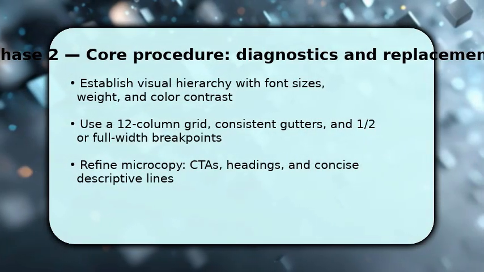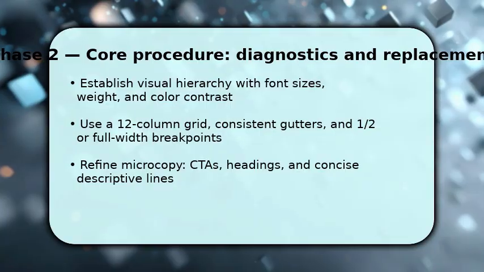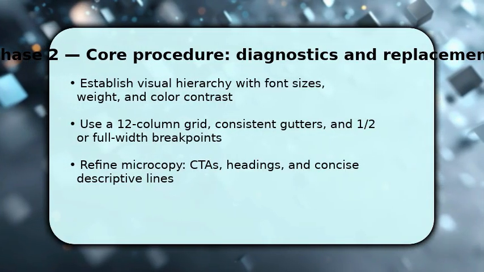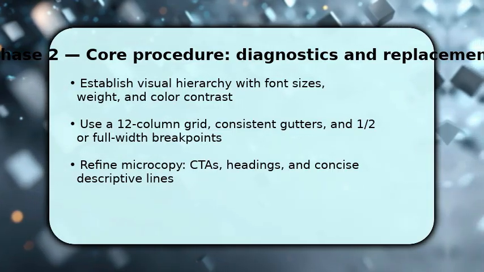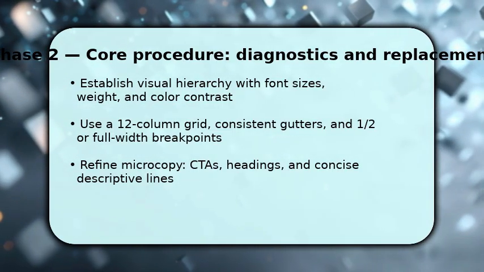Implement a 12-column grid with consistent gutters. Set half-width and full-width breakpoints so the index adapts and keeps rhythm on mobile. Balance whitespace against content density to make sections breathe.